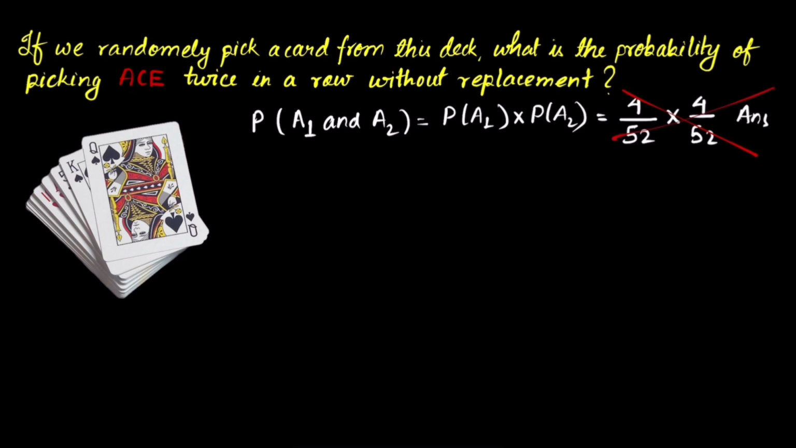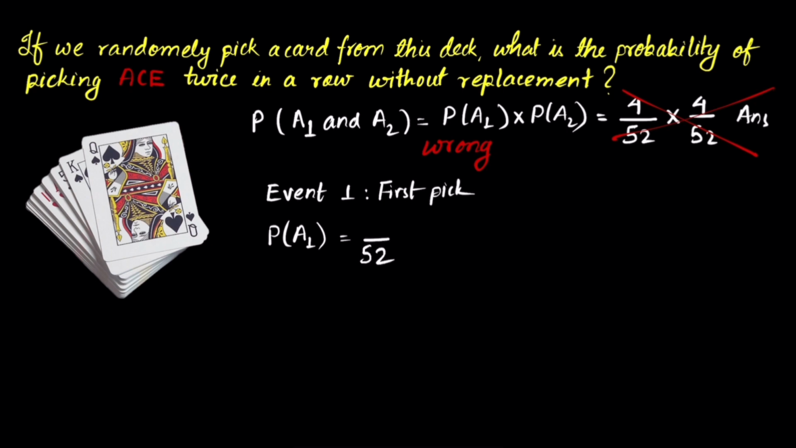But this is completely wrong. This is wrong because this question does not deal with an independent event. This is what I mean. Let's separate the question into events. In event 1, you had your first pick. In the first pick, the probability of getting an ace card is, there's a total of 52 cards in the deck and there are altogether 4 ace cards. So the probability of picking ace in the first pick is equal to 4 by 52.